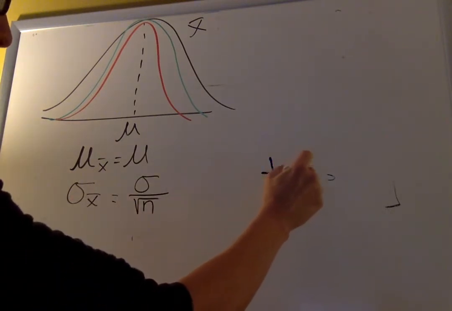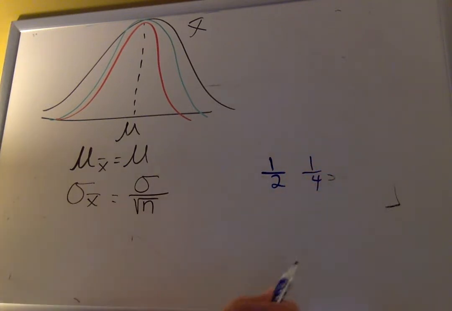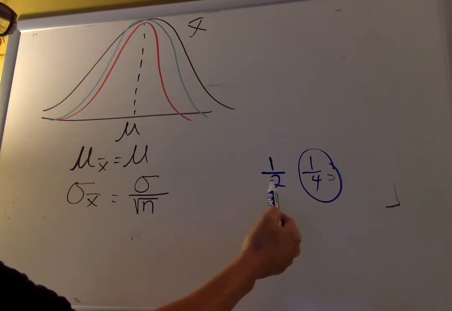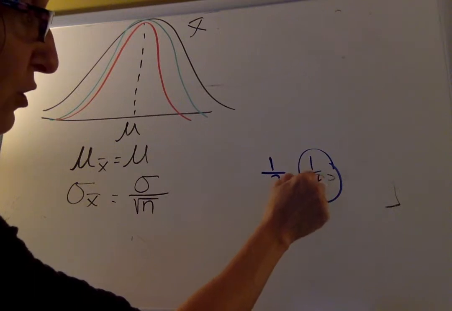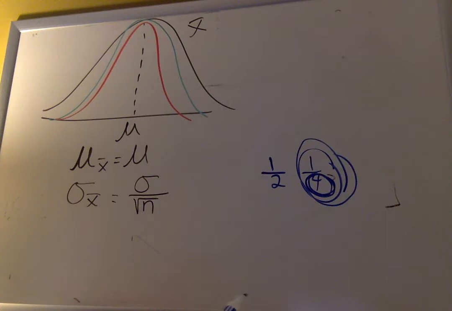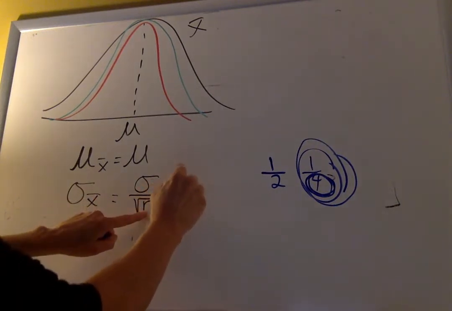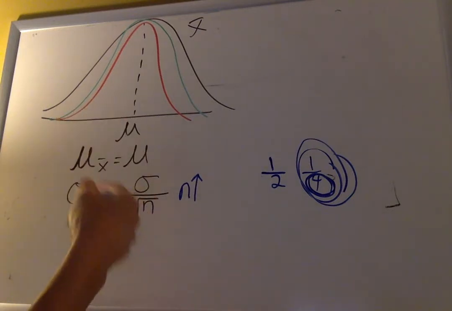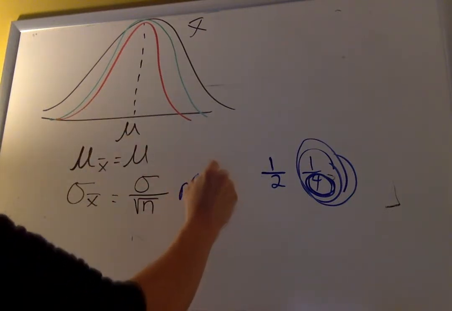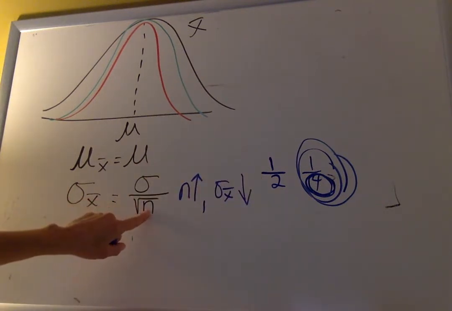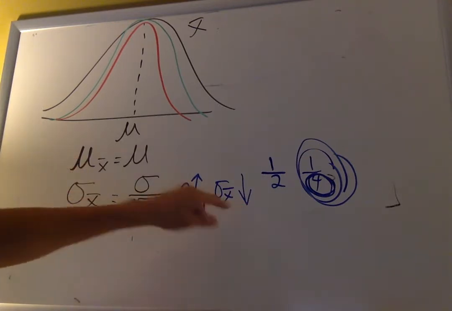If you have 1/2 and 1/4, which one is smaller? This is smaller, right? Because that's 0.25 and that's 0.5. That's a smaller number than 1/2. When your denominator is bigger, your entire fraction is smaller. When you raise the sample size, the standard deviation goes down.